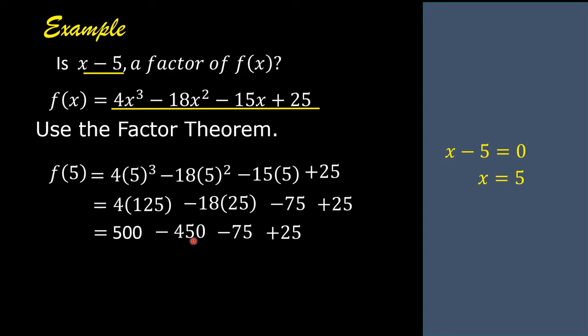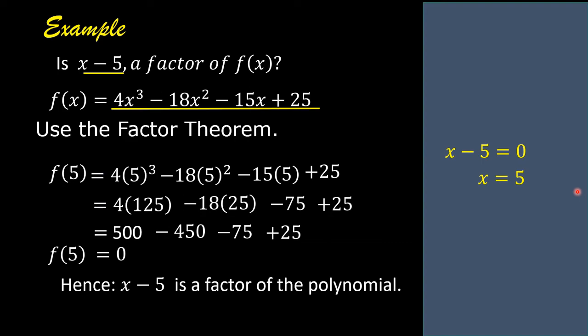500 minus 450 minus 75 plus 25 is equal to 0. Therefore, f of 5 is equal to 0. If the polynomial becomes 0, then x minus 5 is a factor of f of x. Hence, x minus 5 is a factor of the polynomial.